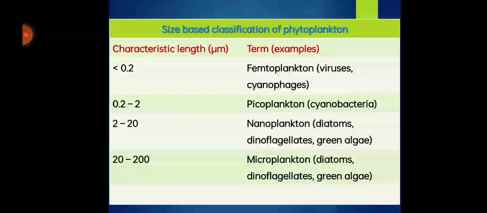Lastly, there are also planktonic forms which are less than 0.2 micron in size, and they are regarded as the femtoplankton. This mostly includes the cyanophages.